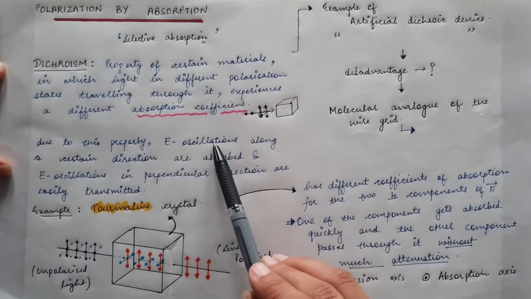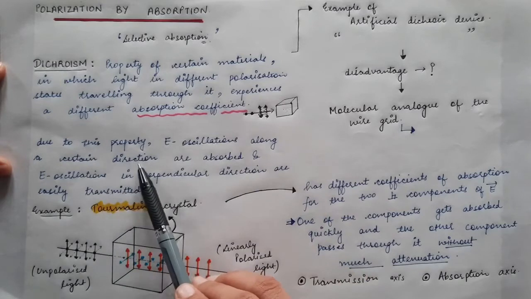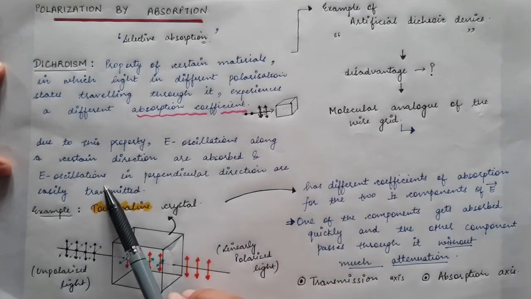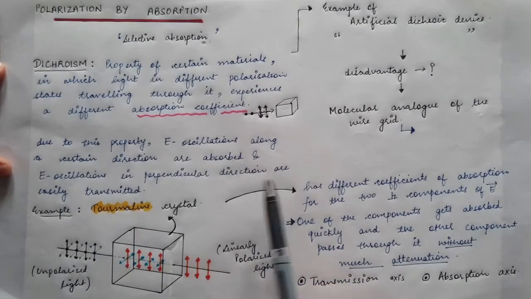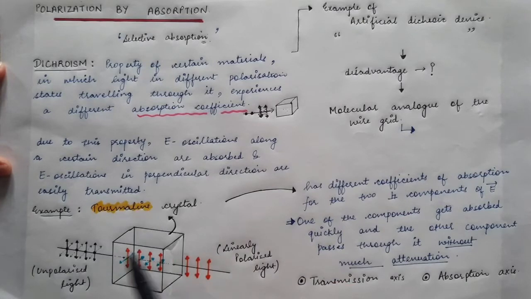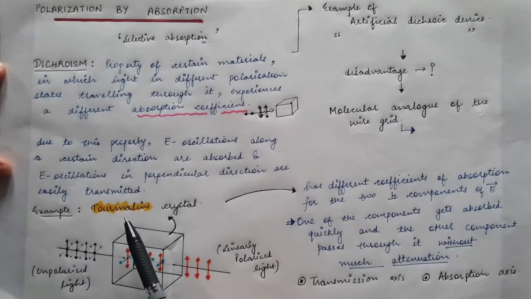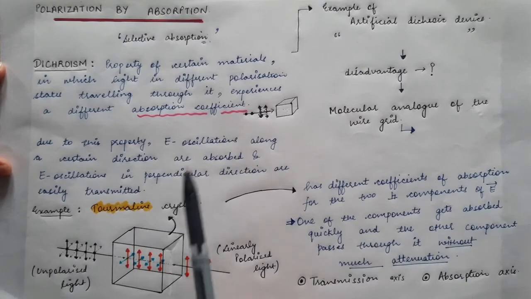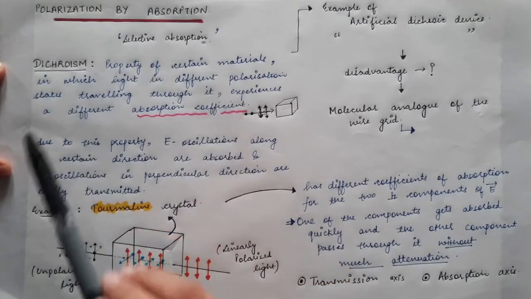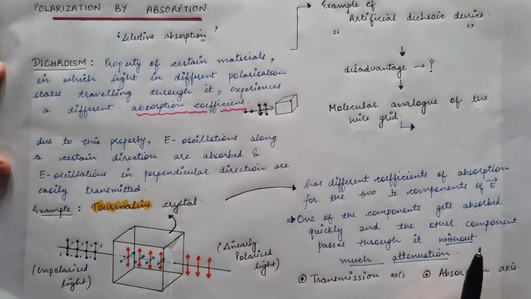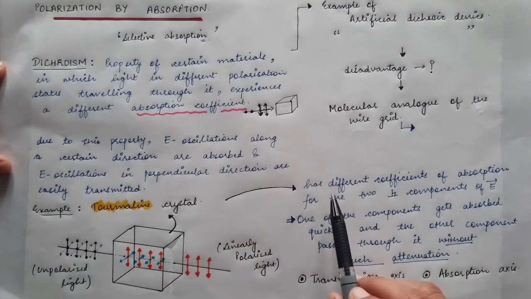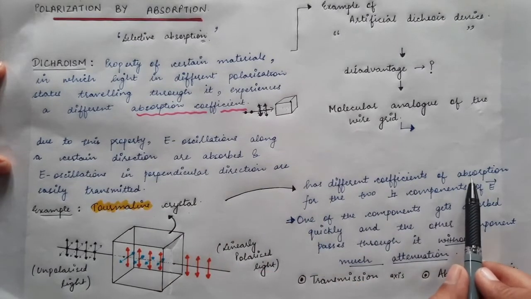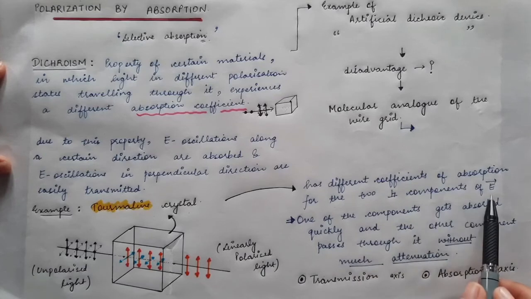So the electric field oscillations along that particular direction are easily absorbed, and the electric field oscillations in the perpendicular direction are easily transmitted. An example of such dichroic materials is the tourmaline crystal. This tourmaline crystal shows different absorption coefficients for different polarization states of light. It has different coefficients of absorption for the two perpendicular components of the electric field.